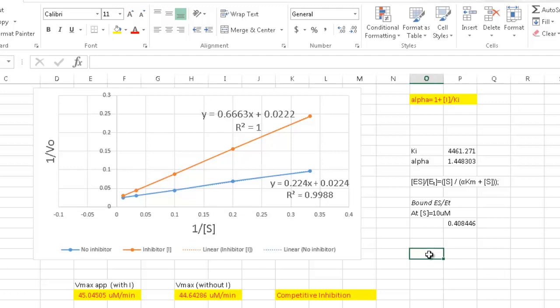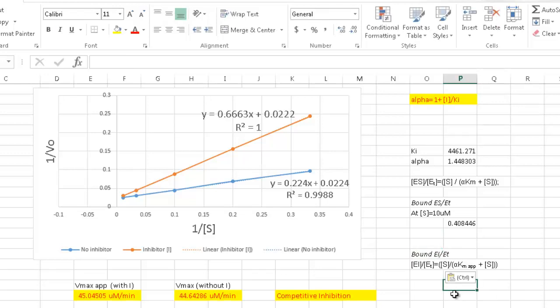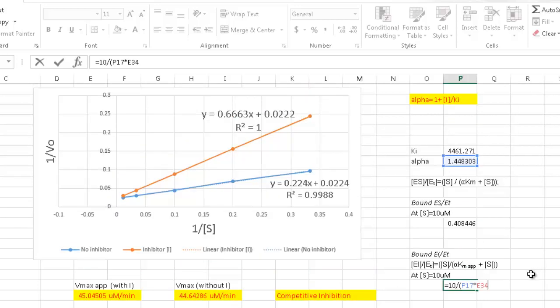Now we can also do the bound EI over ET, and let's take a look at that equation here. Doing that, our substrate concentration is still at 10 micromolar, and that divided by our modulating factor alpha times the apparent Km, which is 30, and then all of that plus our substrate concentration, which is 10. Just as before, I'm going to add an extra layer of parentheses to just get my math order correct. And we have about 18% of the enzyme is in the form of the enzyme inhibitor complex.